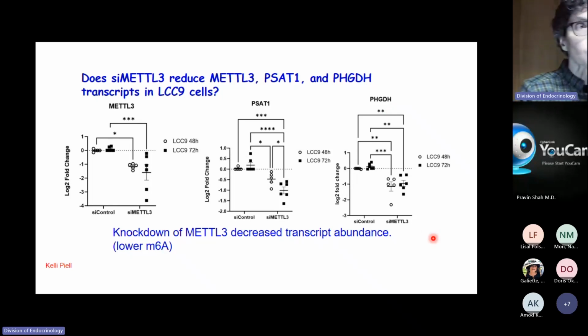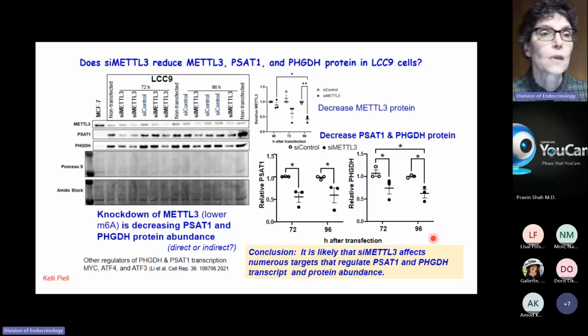Now, we don't know if this is direct or indirect. There could be m6As in the PSAT1 and PHGDH transcripts or not, or something else, an intermediary that's regulated by m6A, could regulate PSAT1 and PHGDH.